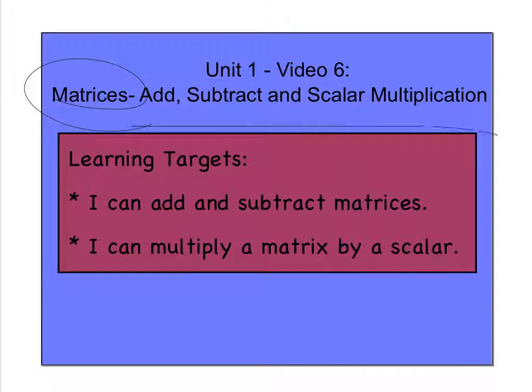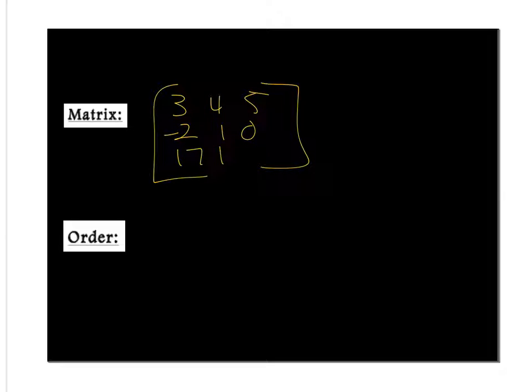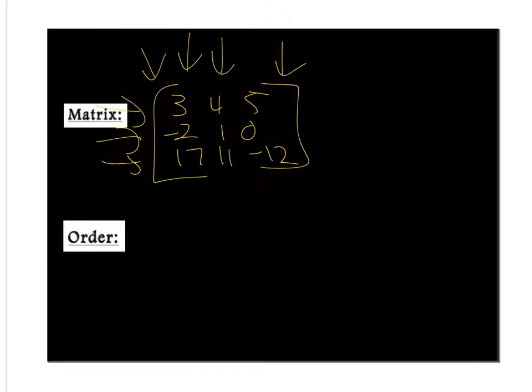Matrices are an organization of numbers, and the way they work is that they represent a set of numbers in a given way. So a matrix is going to have a set of numbers, so it could be like 3, 4, 5, -2, 1, 0, 17, 11, and -12. So this would be considered a matrix, and it's built like so. It's got a bracket on each side, and some row of numbers, and some column of numbers.